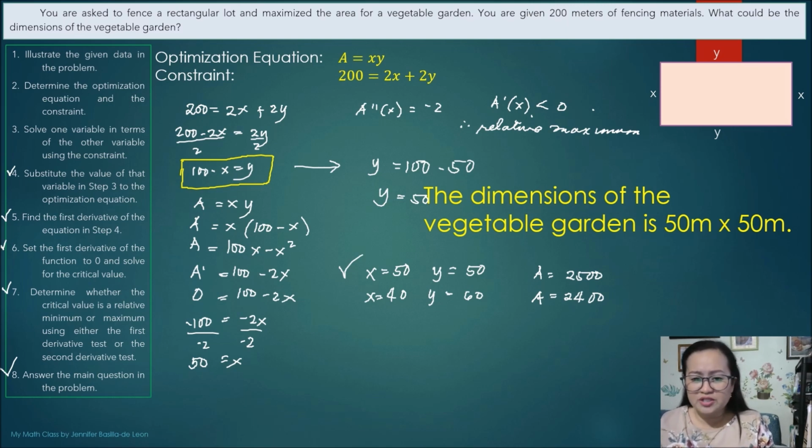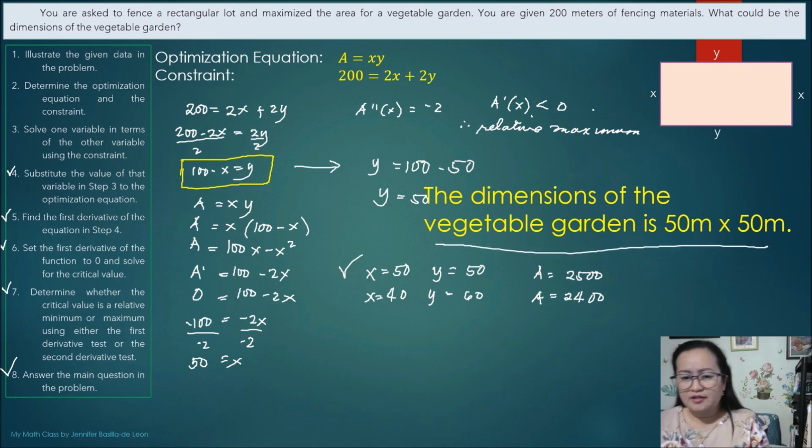So that confirms our answer that in order to maximize the area of the vegetable garden given only 200 meters of fencing materials, we should have 50 meters by 50 meters. I hope you were able to get that and be able to solve other optimization problems.